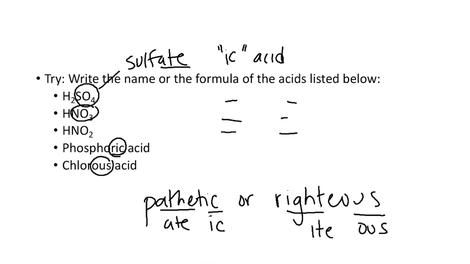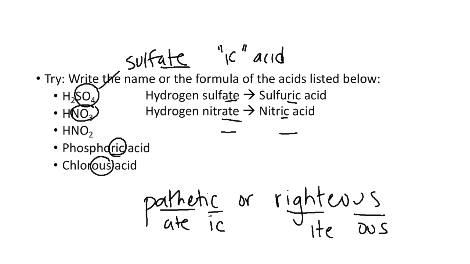Okay, so going through the answers here, the first one is broken down a bit more, but SO4 is sulfate, so it's an ick acid. So we drop the hydrogen, change the ATE ending to ick, and it becomes sulfuric acid. HNO3, hydrogen nitrate, becomes nitric acid. HNO2 is nitrite, so hydrogen nitrite to nitrous acid.